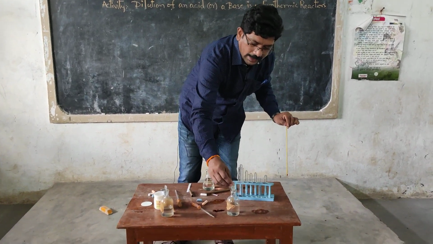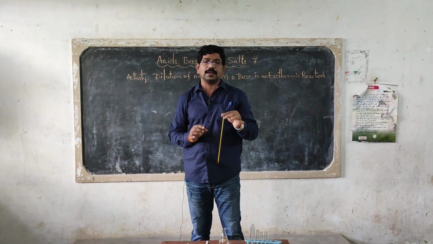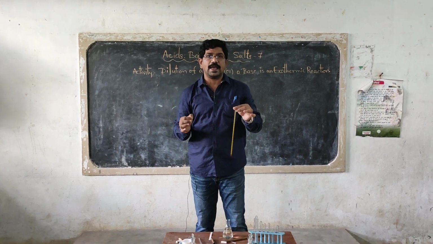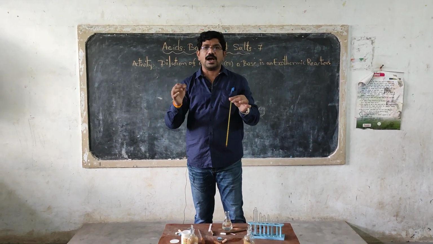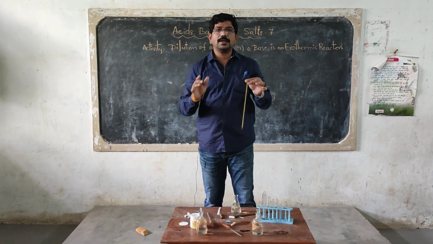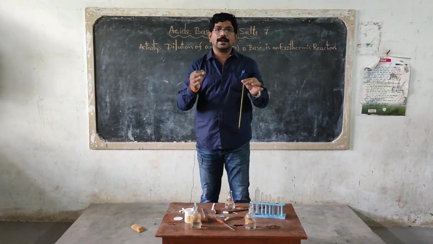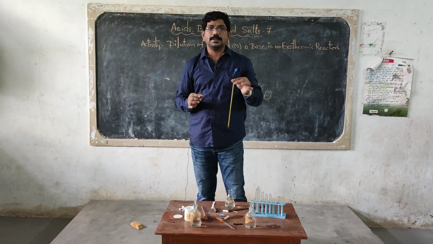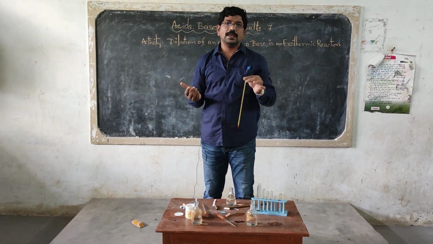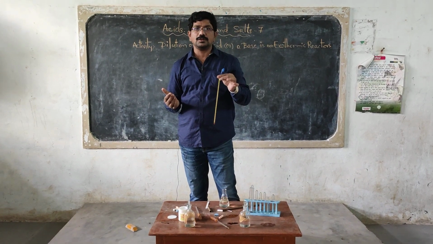Children, care must be taken while diluting a concentrated acid. Why? Because it is an exothermic reaction. You have to add concentrated acid to water drop by drop with constant stirring. Never add water to acid. Always add acid to water drop by drop, because a lot of heat may be liberated, so it may cause some danger. Are you clear about that, children?